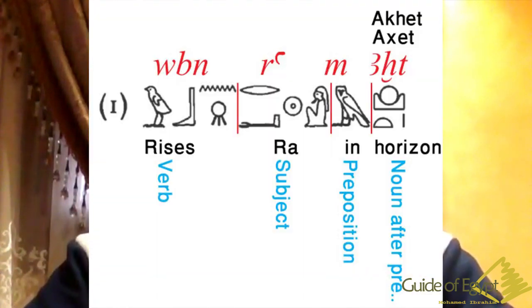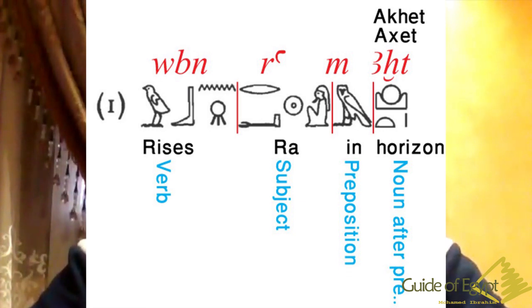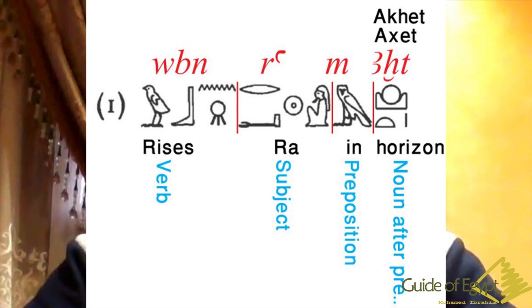And this is an example of the sentence. Wben Ra em akhet. Wben is the verb, to rise or to appear. Rises Ra in the horizon. And I know there is no "the" in the original, but we can add it. I know it is not part of the ancient Egyptian language, but in the translation to make it easier to understand, we can put the horizon. Wben Ra em akhet, rises Ra in the horizon. So wben is verb, Ra subject or noun, em preposition, akhet noun after preposition.